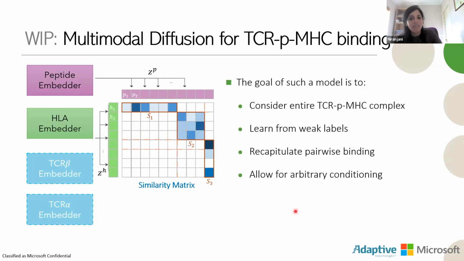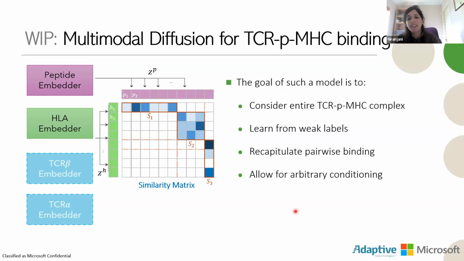Ultimately, the hope is to have a model that firstly is able to consider the entire TCR-peptide-MHC complex, and is able to learn from any unimodal data that we have, since we have a lot of it, as well as the limited amount of combinations of multimodal data or weakly labeled data. The model should be able to predict pairwise binding, as well as allow sequence generation with arbitrary conditioning.